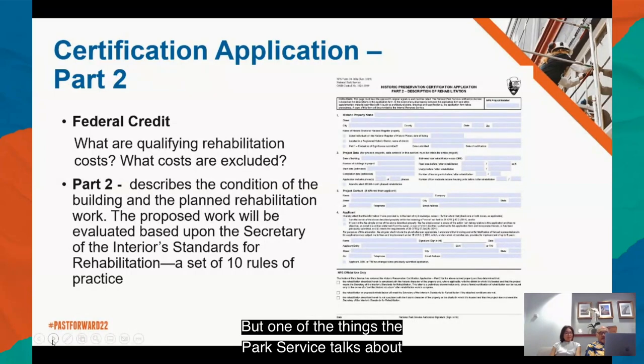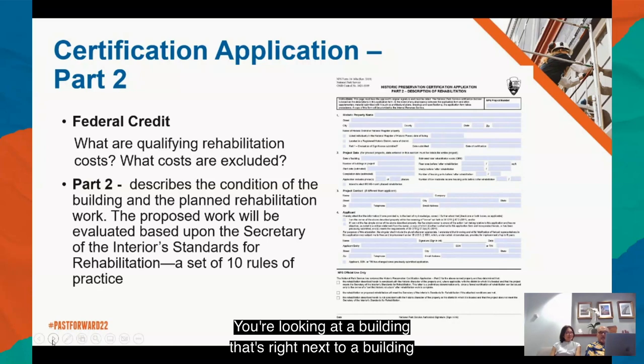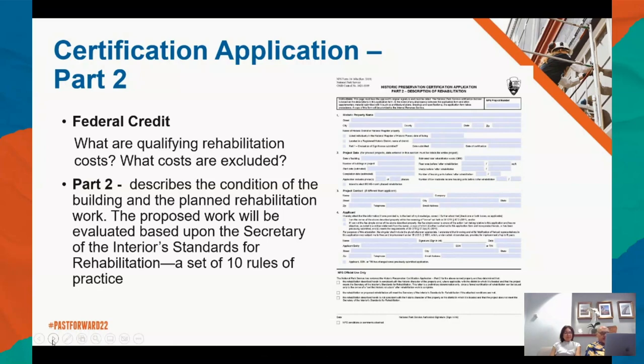But one of the things the Park Service talks about in their rules is that they view each project as a unique project. And you cannot rely on knowing that a very similar project and a very similar building received approval by the Park Service. You can't rely on that as precedent. You're looking at a building that's right next to a building you just finished. You're going to do the same things. You should not go into it assuming that the Park Service is going to sign off on it the way they did before.